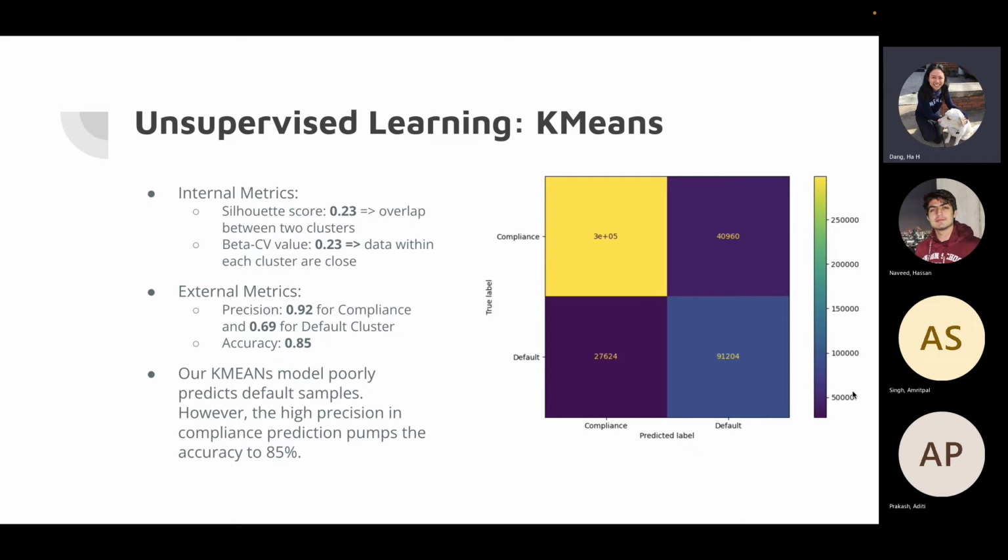For external metrics, our k-means model predicts a sample with the default labels very poorly, with a precision score of 69%. However, the compliant cluster has a high precision score of 92%.